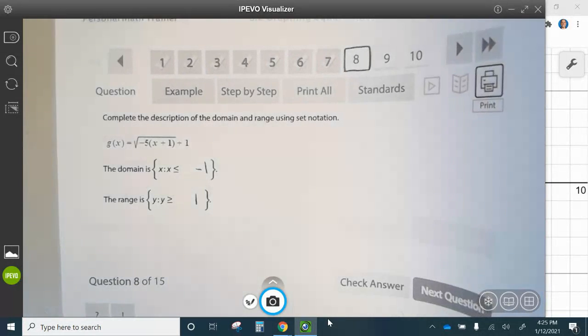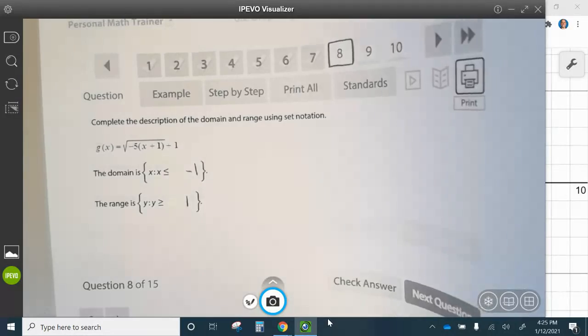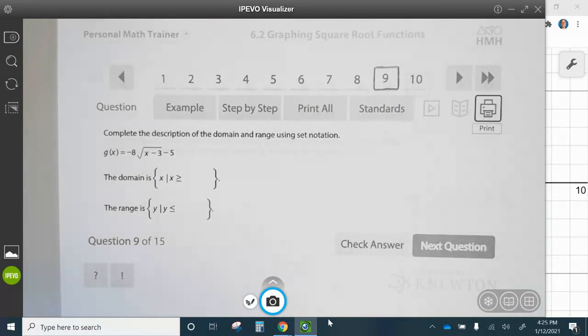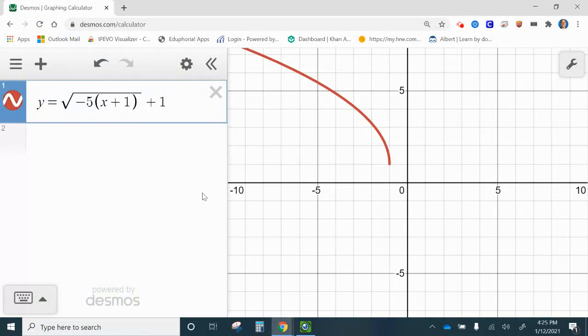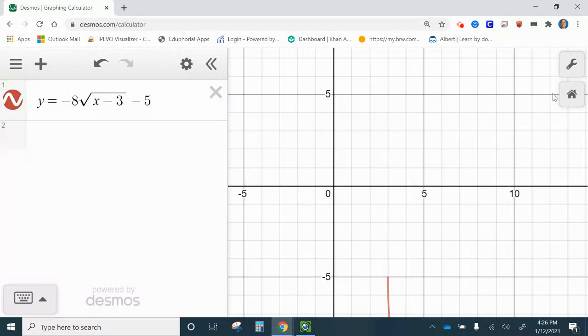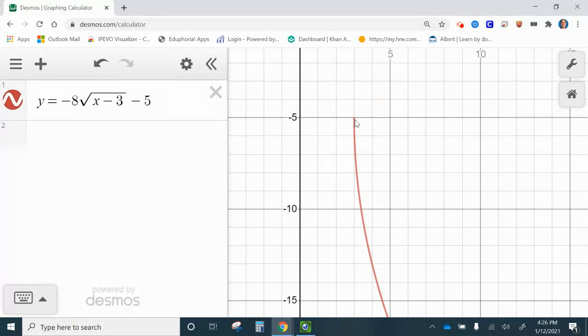All right, let's take a look at the next question. All right, question 9. Complete the description of the domain and range using set notation. So again, we're going to graph that in Desmos. And we can leave the square root and put the negative 8 in front, x minus 3 minus 5. Okay, and let's press home. We want that point right there.